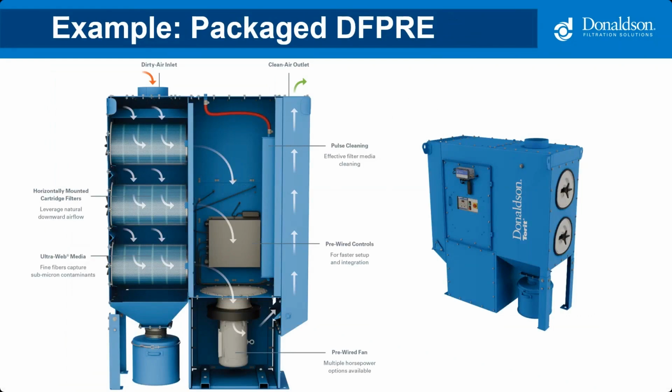So for a single machine system, sometimes the airflow will actually be small enough that we can use one of our packaged dust collectors, such as the DF Pre, which is shown here on the slide. This is a great option since everything you need is considered pre-packaged, meaning the fan and controls are essentially built into the collector, making it easy for a fast and quick installation.